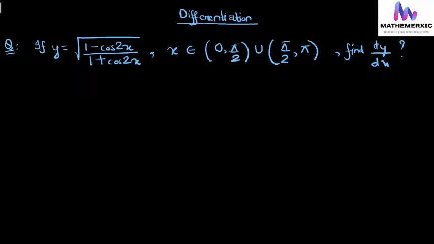So how to start this question? dy by dx we require, and here x belongs to 0 comma pi by 2 union of pi by 2 comma pi, that means 0 to 90 degrees and 90 degrees to 180. It's a union of these two. So we know some simplifications, so we can utilize some simplification, that is fine.